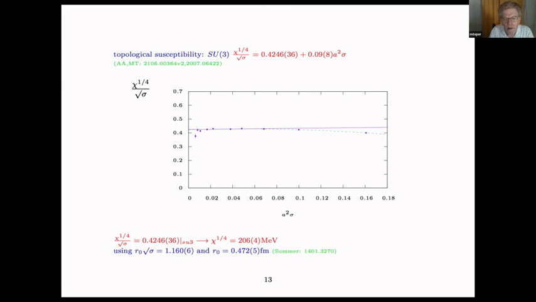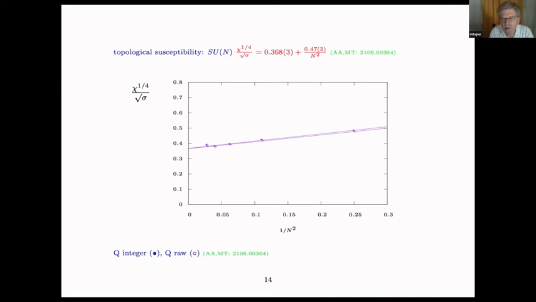So that is SU(3). If we go now to SU(N), we can do the same thing. So this was SU(2). This is the SU(3) calculation I've just shown you. SU(4), SU(5), SU(6). In SU(6), we begin to hit the problem of topological freezing. For the smallest lattice spacings, the topology doesn't change anymore within our statistics. So we can't use the smallest lattice spacing, but we do have several lattice spacings where the topology is still changing, and that allows us to do a continuum extrapolation, which is this value.